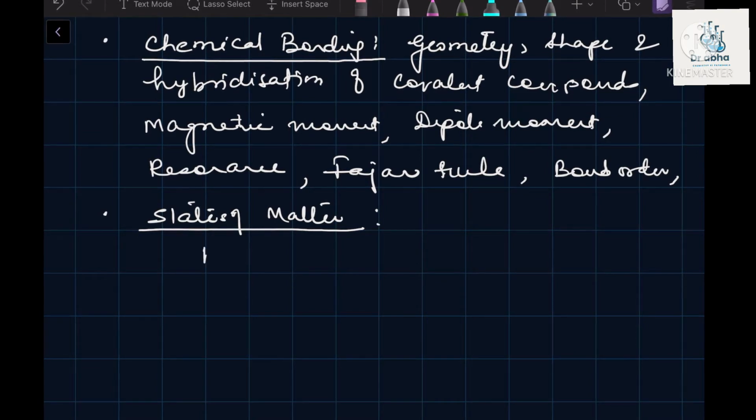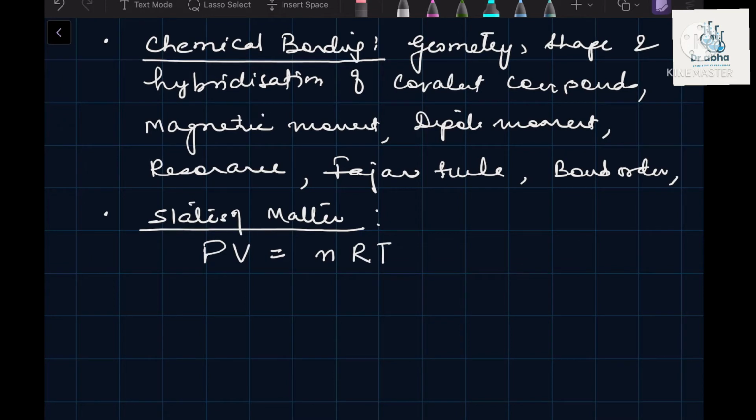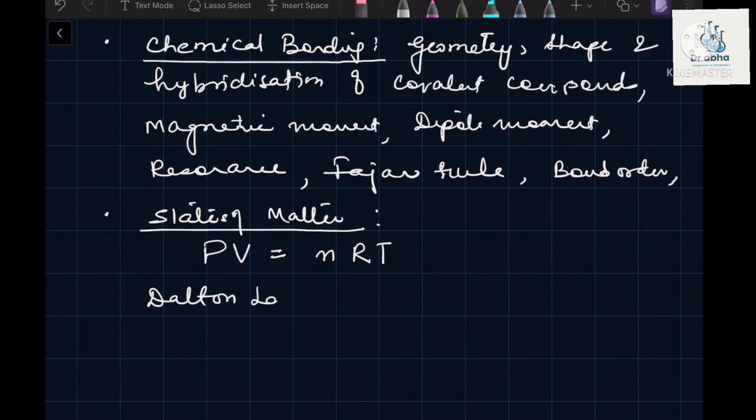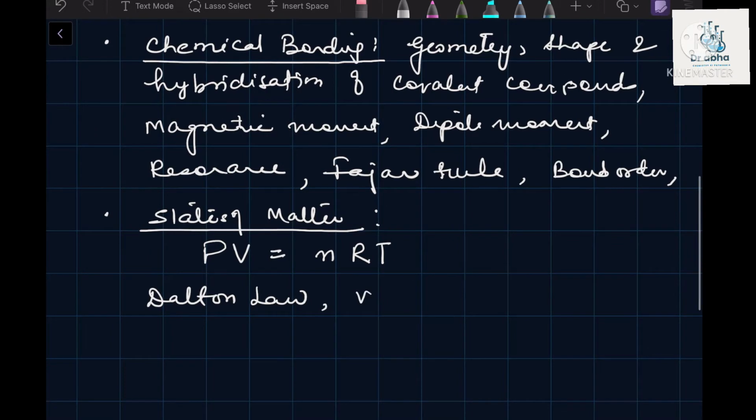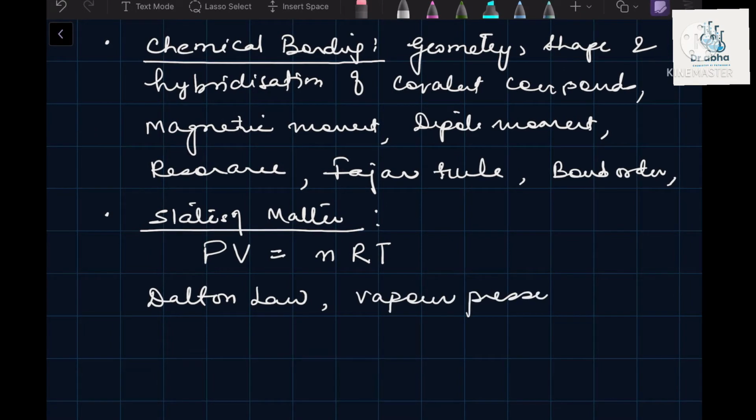So PV is equal to nRT. This will be using then Dalton's law. Dalton's law, very important, again will be used in class 12, and some property of vapor pressure, which will be used in the chapter solution of class 12, right?